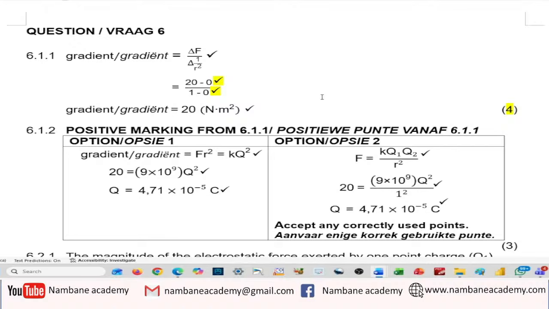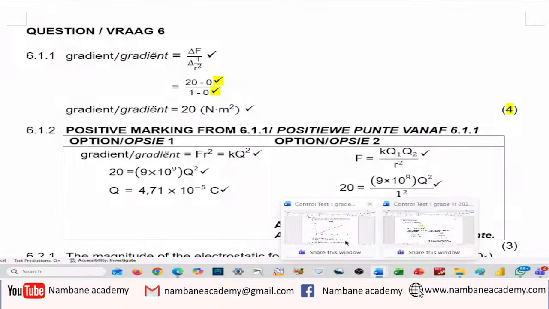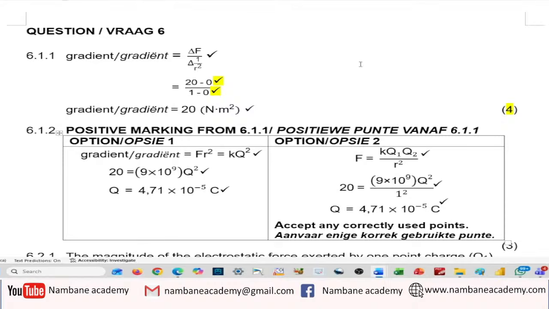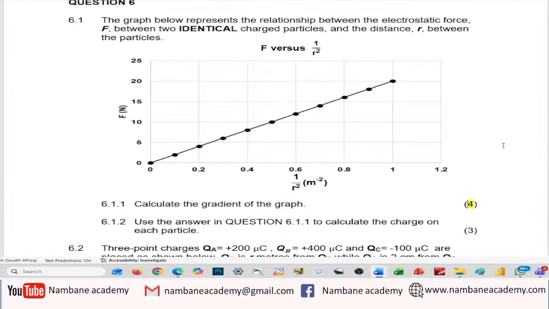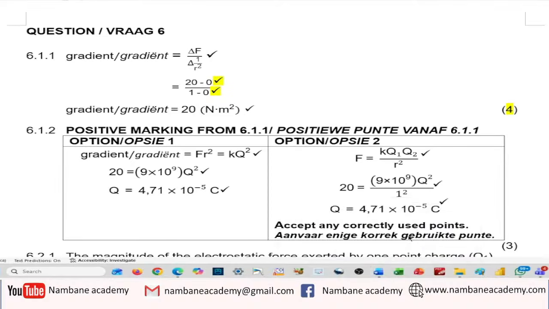And then 6.1.2. Then this question here, 6.1.1, let us make it 4 marks. Then the 2 marks for 1.5 are exhausted now. Let us make 6.1.1 4 marks, colleagues. Then 6.1.2: Use the answer to question 6.1.1 to calculate the charge on each particle. To calculate the charge on each particle. Remember, they are identical charges.